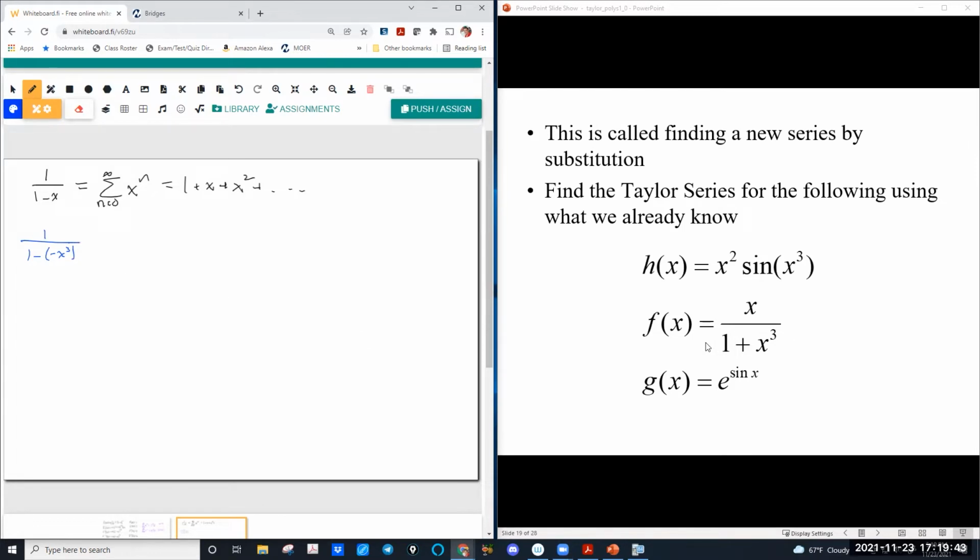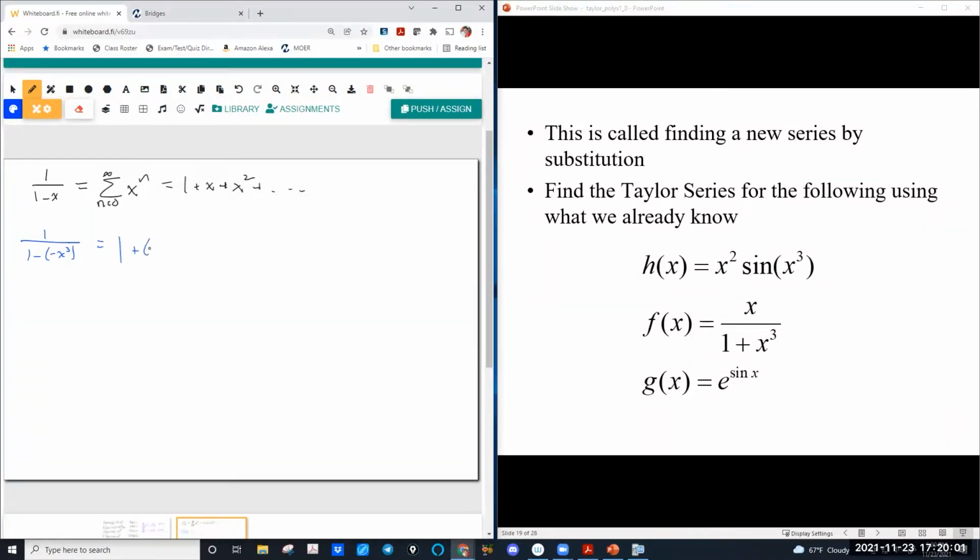That's equal to 1 over 1 plus x cubed. But the way it relates to the first one is we have a composition. All the x's are getting replaced with a negative x cubed. Let's do it in this form first, and then I probably should have written these the other way.